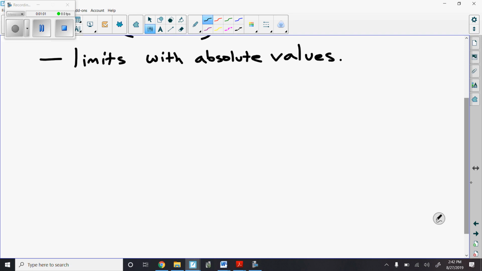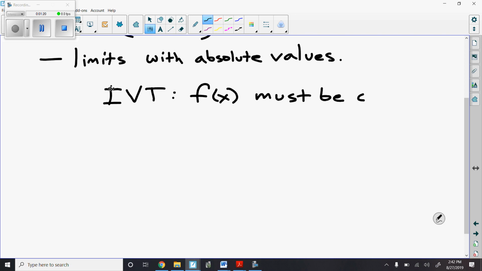First off, the intermediate value theorem only works for continuous functions. So for the IVT, our function f of x here must be continuous. And again, we know from previous videos, a continuous function is a function that doesn't have any jumps or holes or vertical asymptotes, so it's connected. With a connected function, it's the only time we can use the IVT.